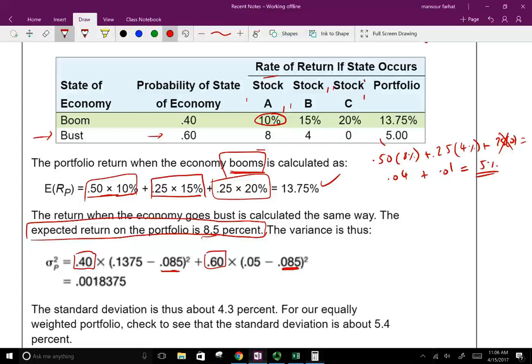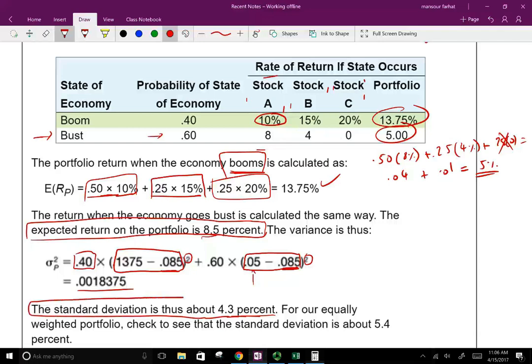What we do is we'll take the chance times, in case of a boom, we'll use the 13.75, find the deviation from the mean, raise it to the second power. Then the 60% chance, find the deviation from the mean in case of a bust, which is 0.05, or 5%, minus the expected return from the portfolio, raise it to the second power. Okay? So when we perform the calculation, it's going to give us 0.0018375. If you take the square root, the standard deviation is 4.3. So the standard deviation is 4.3 for this portfolio.